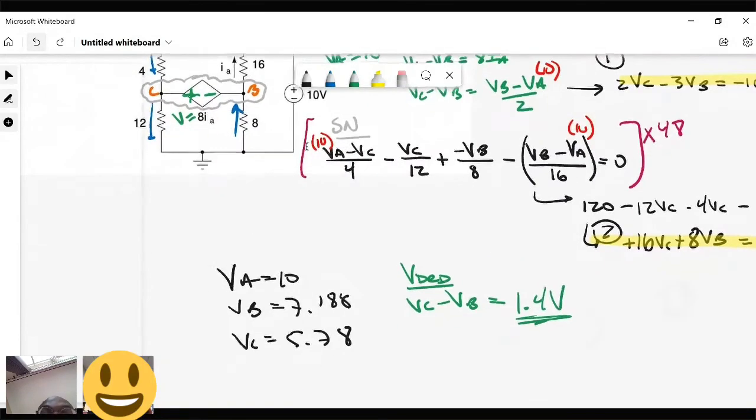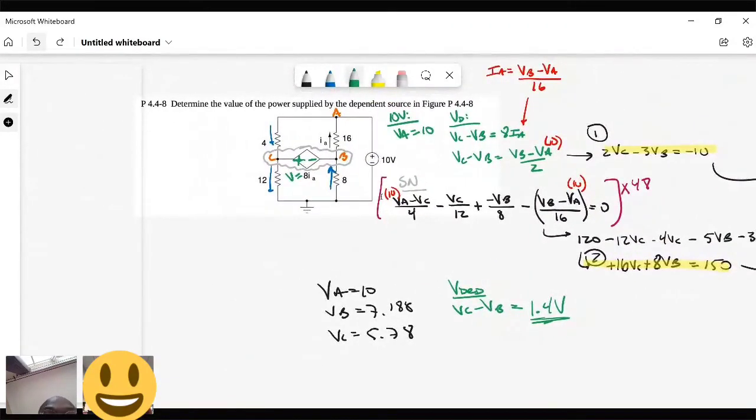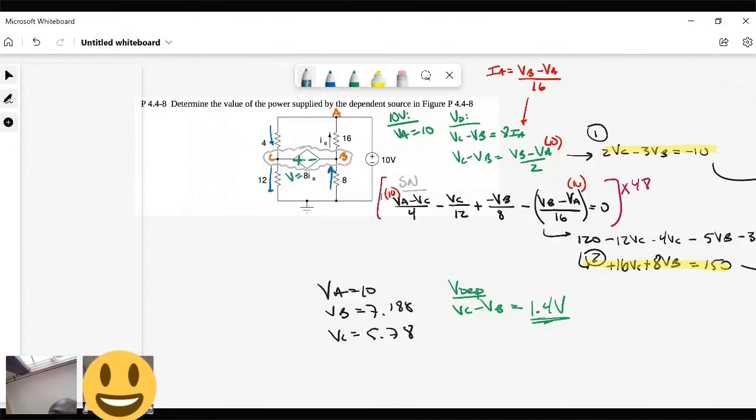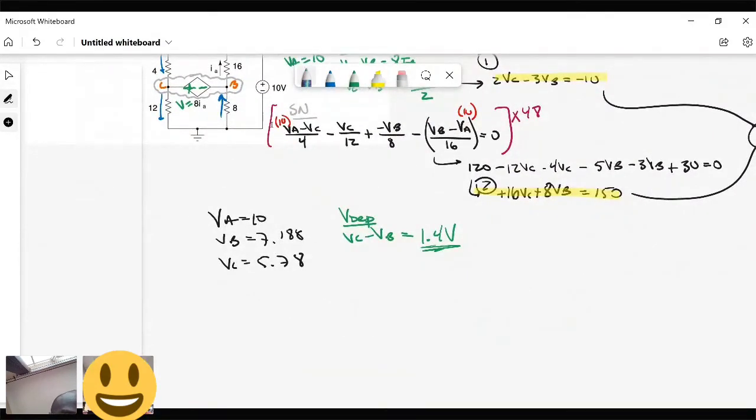So we've solved for the voltage, but they didn't ask for that. They asked for the power. My question is, what's the equation for power? Is it current times voltage? Perfect, exactly. So all we have to do now is say power equals current times voltage. I have just solved for the voltage, so that's what goes here.